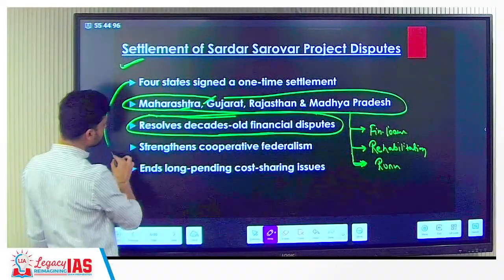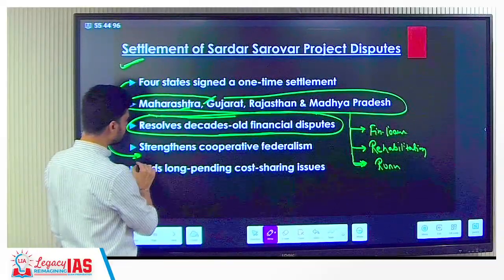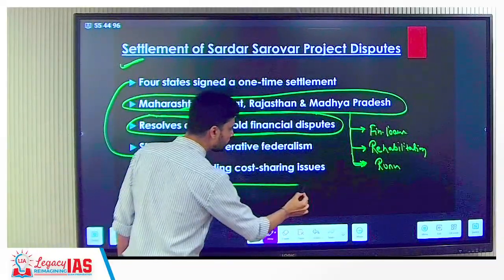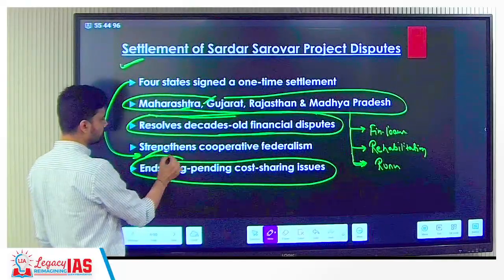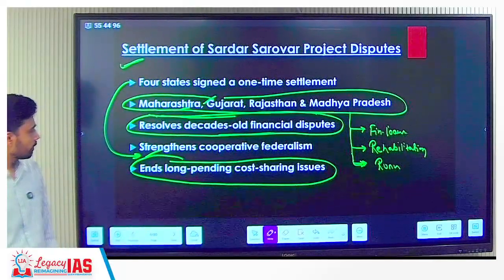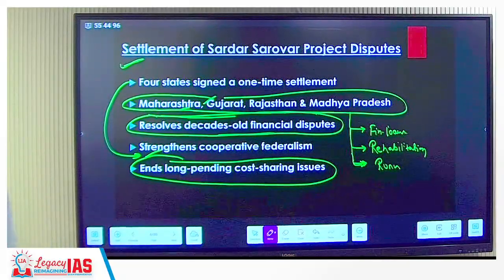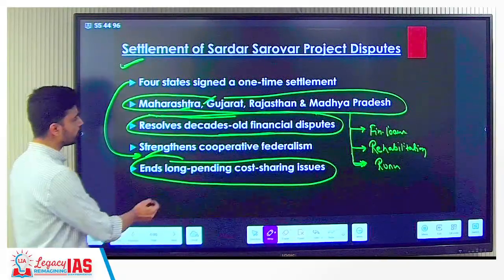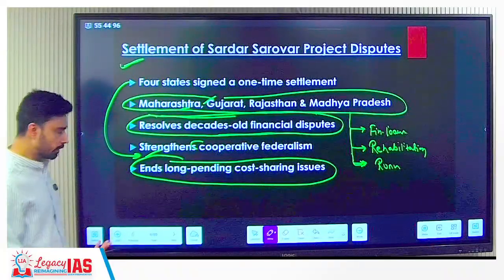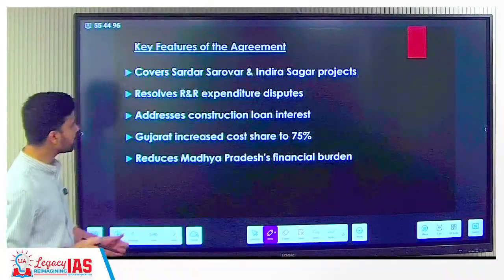Now what has happened recently, all the 4 states have finally agreed on how they would share the cost burden, and this overall is an example of strengthening of what? Cooperative federalism. States are not working against each other, states are not fighting with each other, rather they are sharing the burden, talking together and then trying to solve the issue.